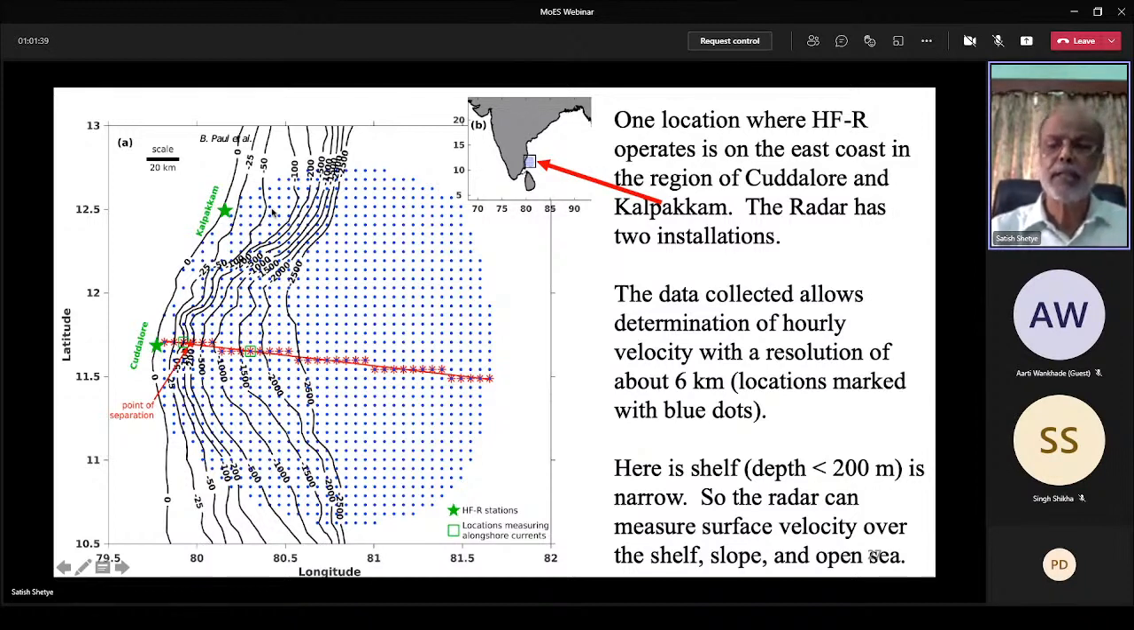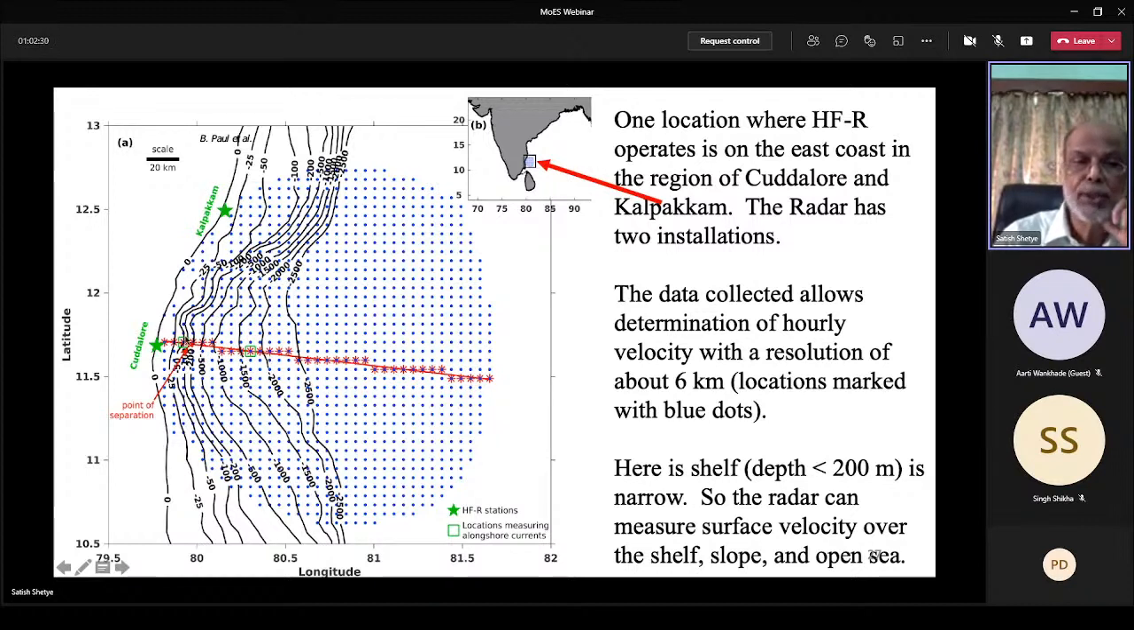What this radar can provide is surface current with a resolution of 6 kilometers at a periodic time. I don't remember exactly the time frame, but you can get a daily value of the mean current. I think these are hourly values that the instrument provides, so you can remove the tides from it and construct a daily value. Interestingly, because this region happens to be a very narrow shelf region, you get currents on the shallow part as well as on the deep part.